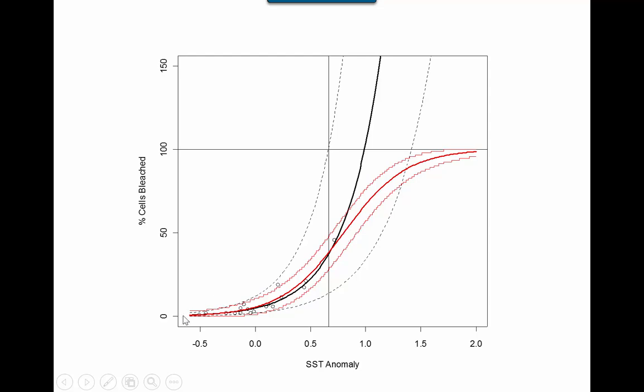So because we are actually recognizing that we can't have more than 100% of the cells bleached, we're going to end up with a very different relationship between the percentage of cells bleached and our predictor variable down here on the bottom.